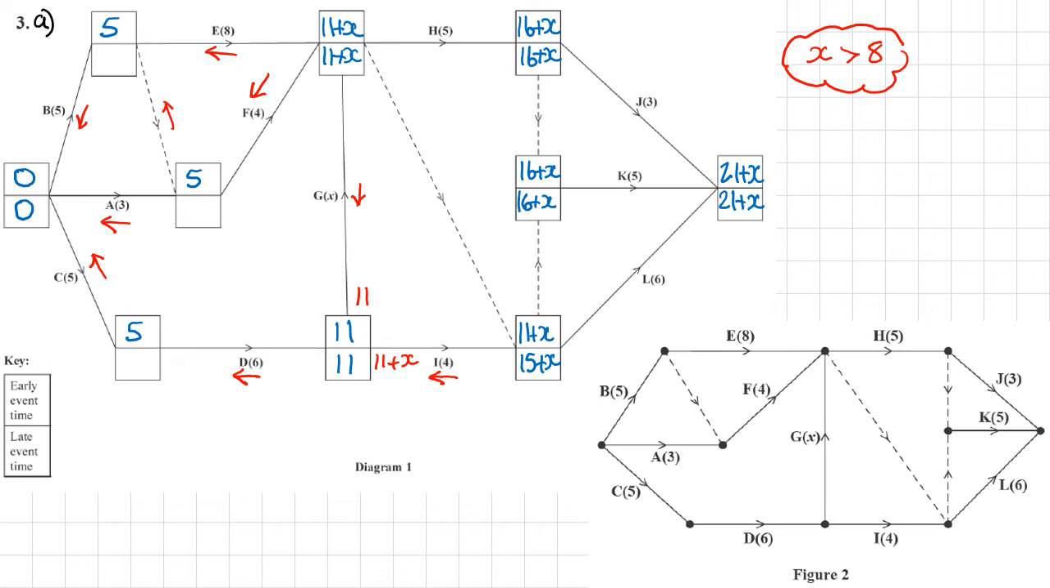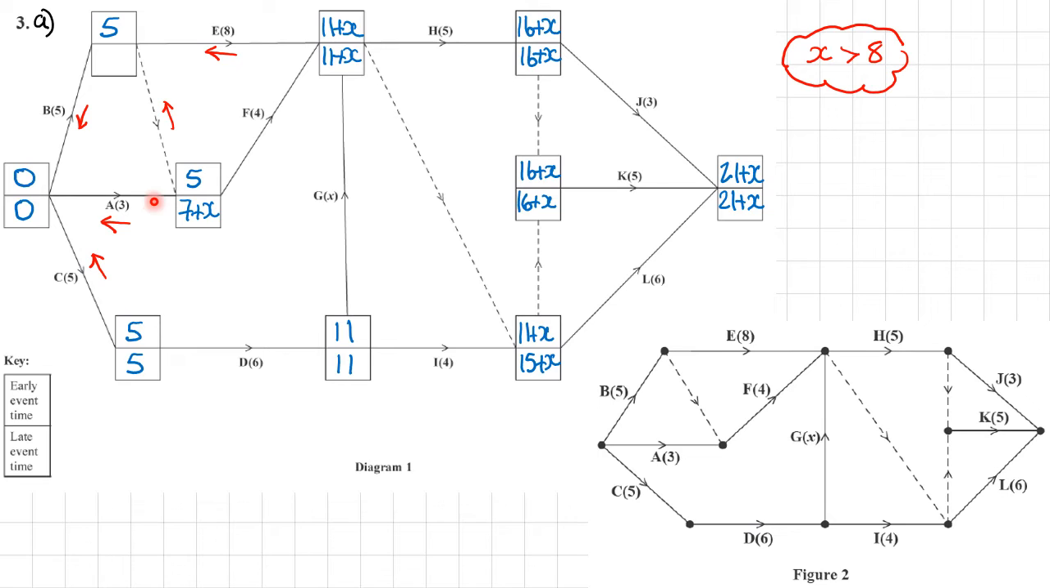Okay, so we can get rid of these here and continue back. I think the easiest one is going to be here, because there's only one route back into that, so that will be 11 minus 6, which is 5. Then working along here, this will be 11 plus x minus 4, which is going to be 7 plus x. There aren't any other routes there, so that's going to be my late event time. Okay, so that arrow's gone.